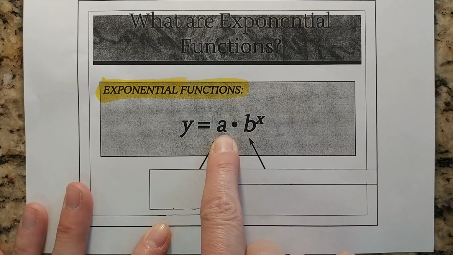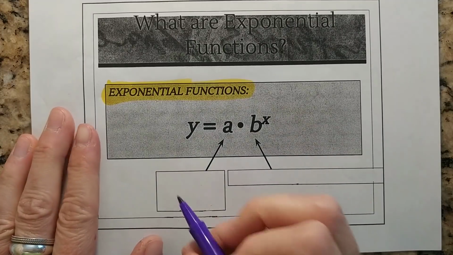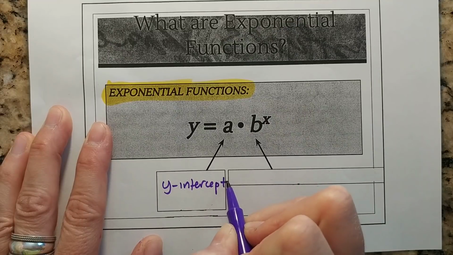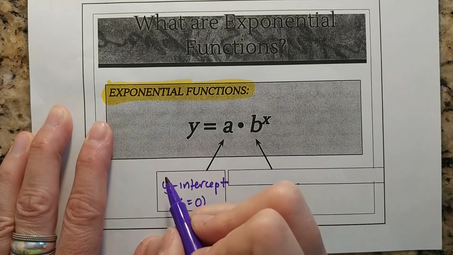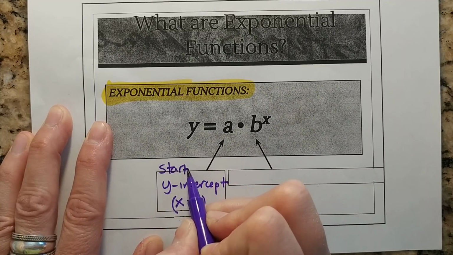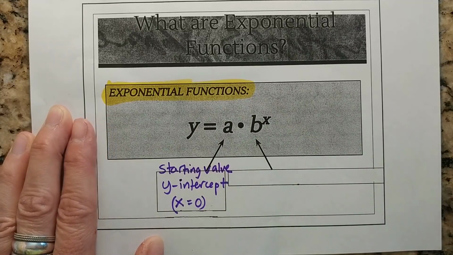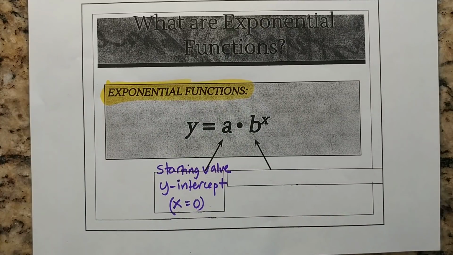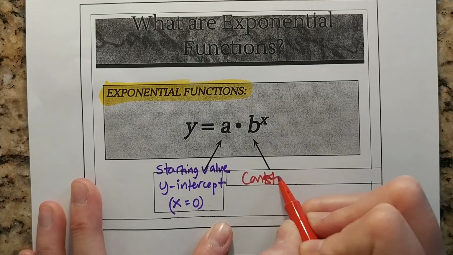The first letter here, a, represents a number that is going to be your starting value or your y-intercept when x is equal to 0. Okay, that's our starting value. The b is representing our constant factor of change.